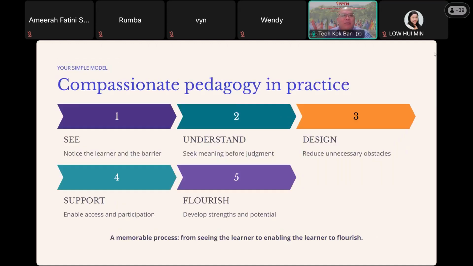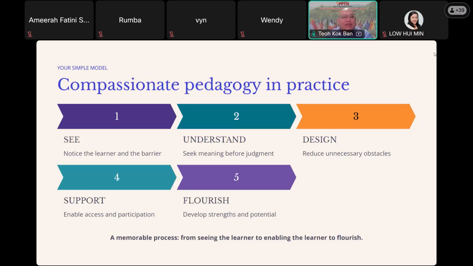How do we put this compassionate pedagogy into practice? I have made it a simple way to understand. In fact, if you come from the scholars, it is only four dimensions. But I find the last one, whole person, is very difficult to understand. So I break it down, still the same framework, but into five steps that are easier to understand. So you can understand it as C, understand, design, support, and flourish.